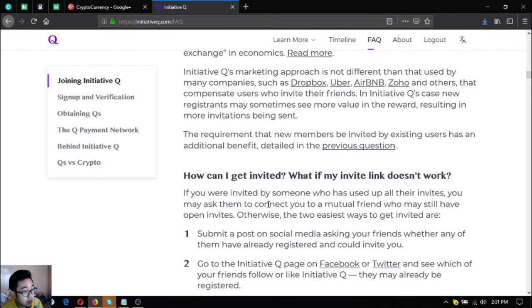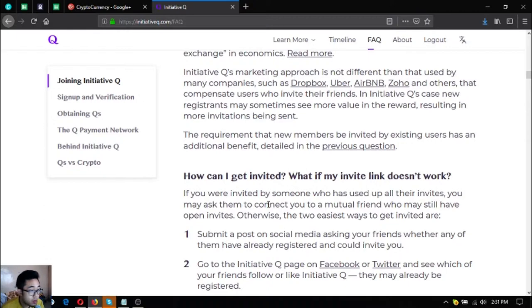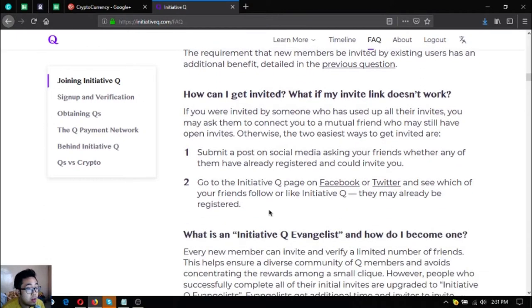How can I get invited? What if my invite link doesn't work? If you were invited by someone who has used up all their invites, you may ask them to connect you to a mutual friend who may still have open invites. Otherwise, the two easiest ways to get invited are: submit a post on social media asking your friends whether any of them have already registered and could invite you, or go to the Initiative Q page on Facebook or Twitter and see which of your friends follow or like Initiative Q. They may already be registered.